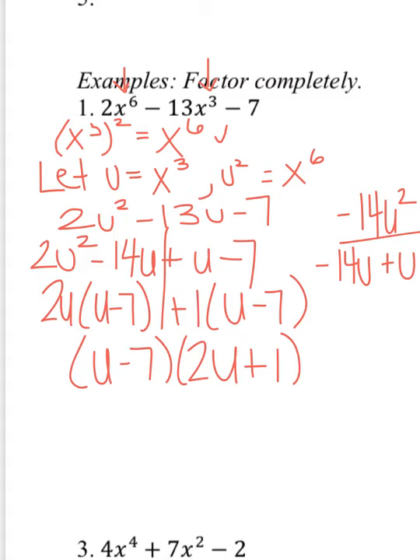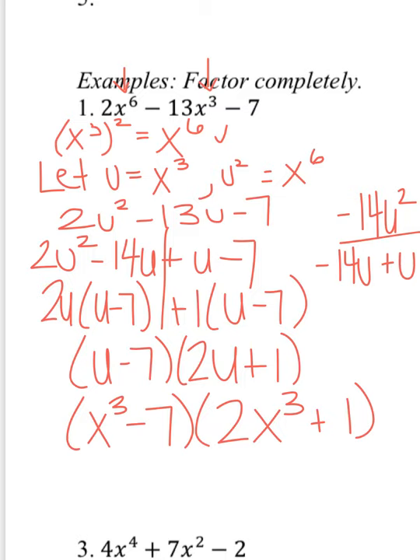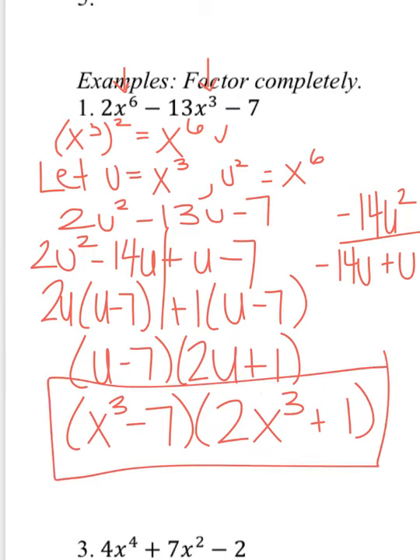Step 4 is substitute the previous term back in. I asked you to factor an expression that had x's in it. Your answer should not have u's. So now you're going to substitute it back. So u is x to the third. So this is now x to the third minus 7, and this is 2x to the third plus 1. There's nothing further that I can simplify, nothing further that I can factor. This is my answer to number 1.